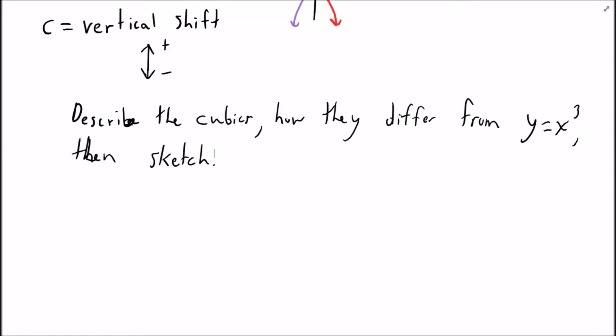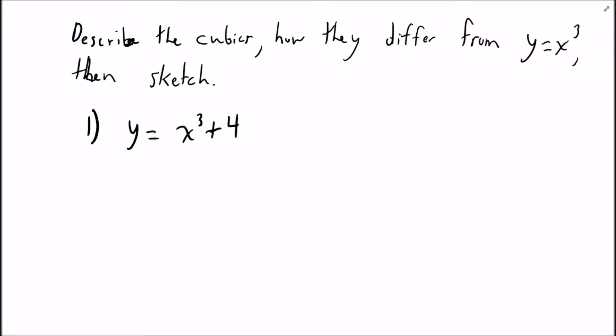So, first one, y equals x cubed plus 4. So how would you describe the change to this cubic? I would describe it as moving up 4, or a shift up 4. The other word is a translation. So I'm going to use shift this time.